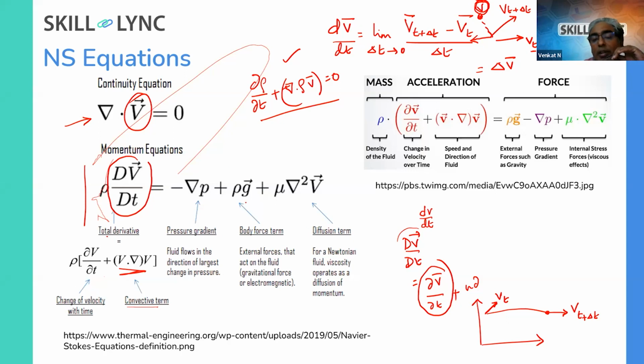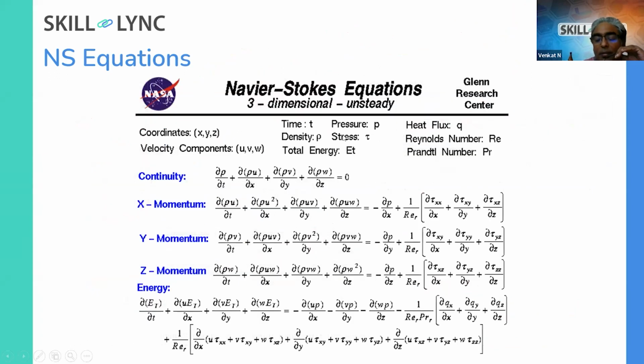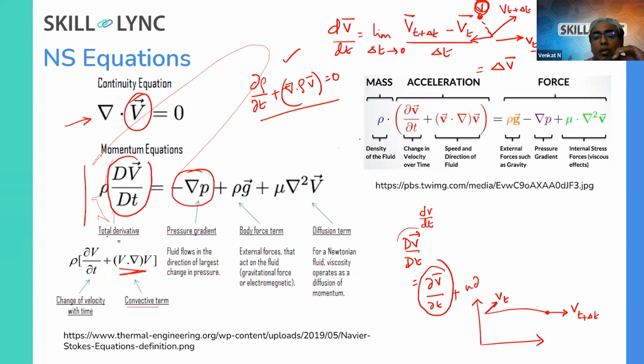Now again, this is a vectorial form as I told you. The ∇p is nothing but your pressure gradient. If you look at this equation here, this rho is something like a mass term, and dV by dt is the acceleration term. The right hand side is nothing but your forces.